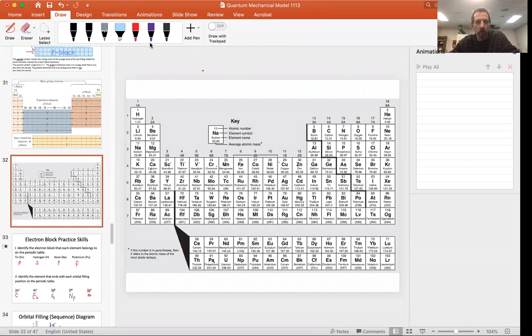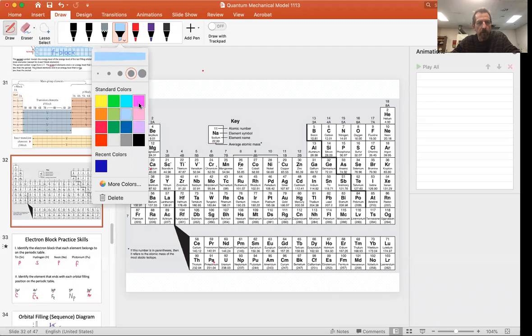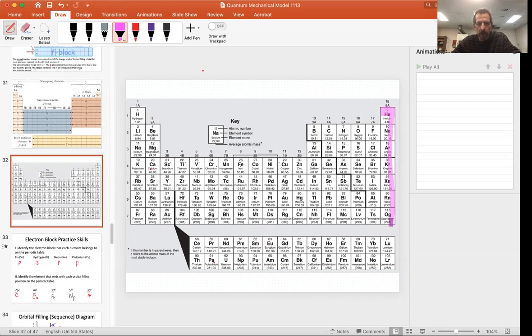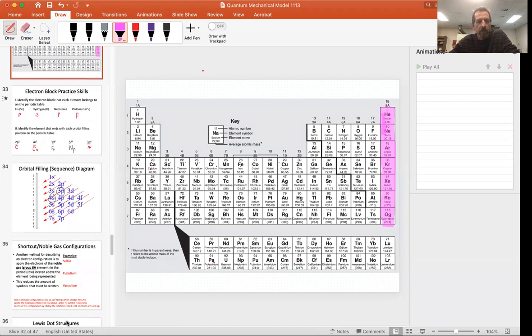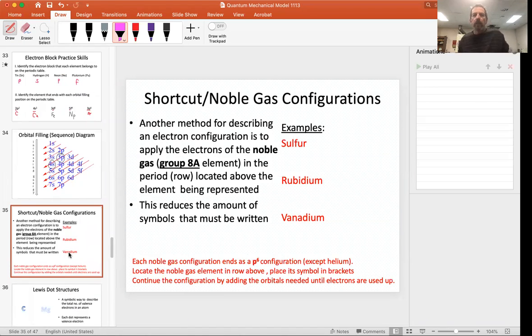What I mean by a noble gas, on the periodic table, let's use a highlighter. Let's use a color we haven't used, this pretty pink color. These are noble gases, all of these. So every shortcut configuration has a noble gas as part of it. What we have to learn is how we figure out which noble gas to use. Well, that's really not that hard. In brackets, one of these noble gases will appear in every shortcut configuration. So how do we make the choice which one to use?